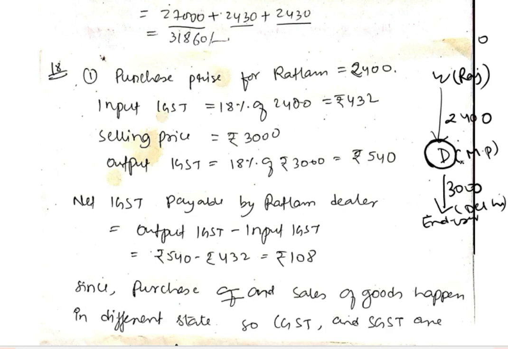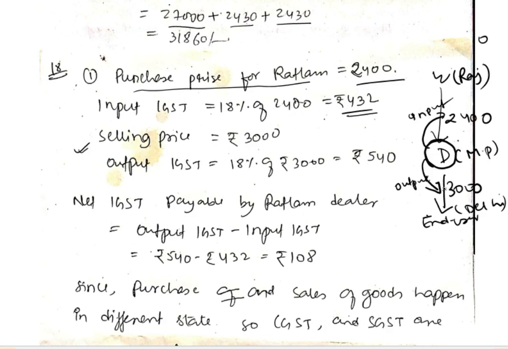So tax payable by this dealer will be output minus input. The output will be the tax collected on 3000, and the tax paid by the dealer on 2400 will be our input. Okay, and all the transactions were interstate, that is, in different states. So the purchase price for the Ratlam dealer is 2400, so he has to pay input IGST. Why IGST? Because all the transactions were interstate, that is, in different states. So input IGST will be 18% of 2400, and this will give you 432.